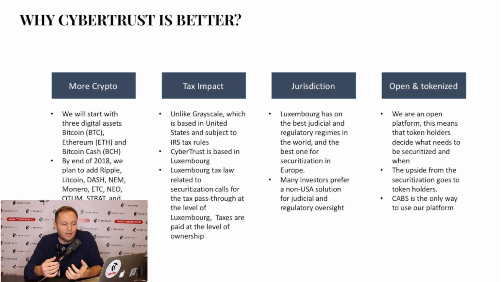But also, we provide just more crypto, right? Because we are starting with 3, and then by 2018 we will add Dash, NEM, Litecoin. I mean, there are a lot of cool tokens out there that have a lot of potential. And then, of course, as soon as the protocol is opened, anybody will be able to use the protocol for investment banking and add their token to the infrastructure.